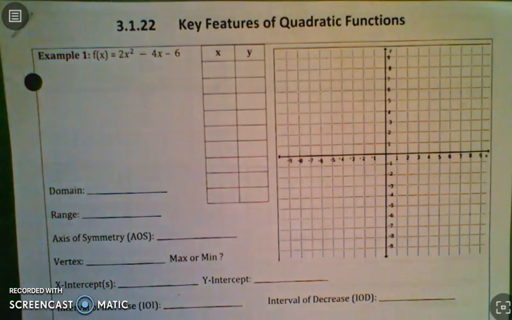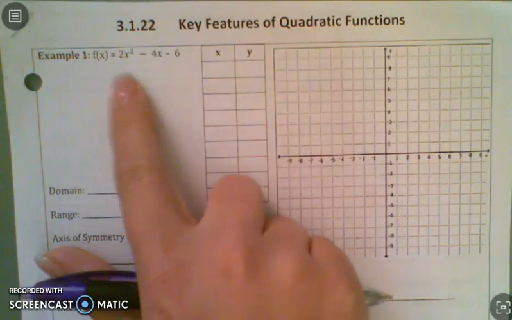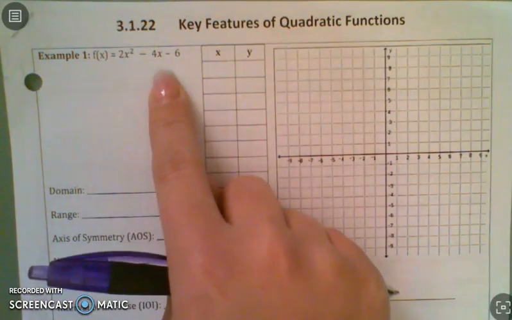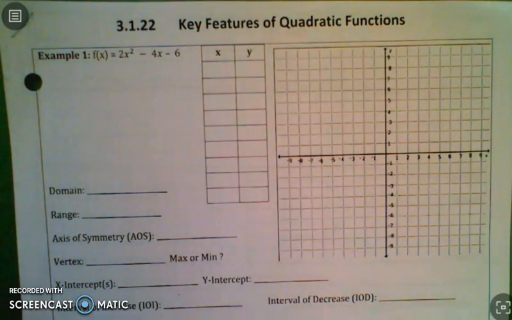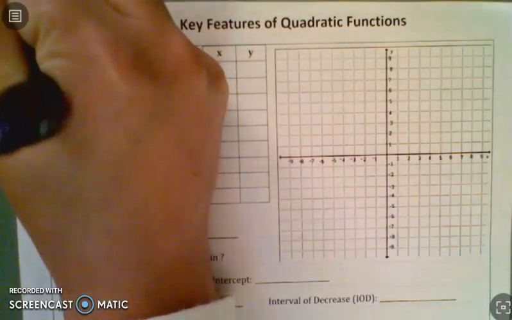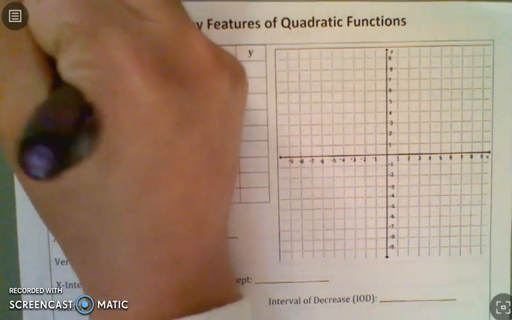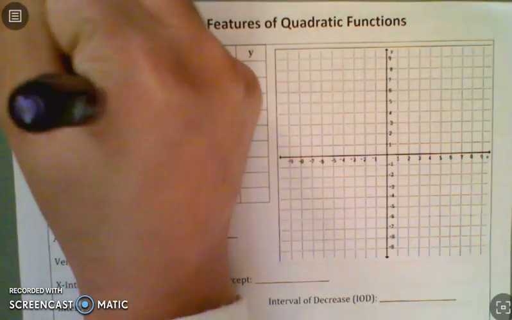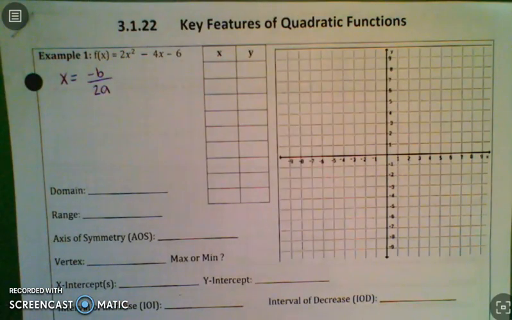So this video is about key features of quadratic functions. It's an extension of what we did yesterday. The first thing you're going to want to do when you see something in standard form, which is this example, is to find your vertex and your axis of symmetry. To do that, you need to use the equation x equals negative b over 2a.